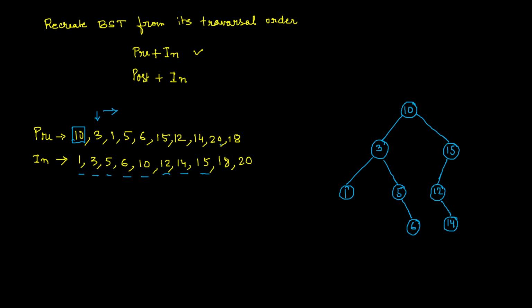Similarly 20. Now 20. 20 is greater than 10 and greater than 15, and greater than 15 means actually right side of 15. So right side of 15 is not occupied, so you can directly connect 20 over here. And obviously you can find 18 easily, which is left of 20. Something like this.